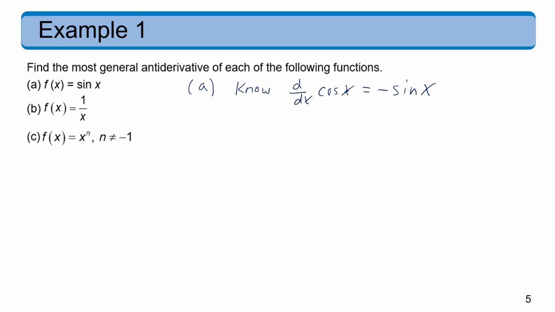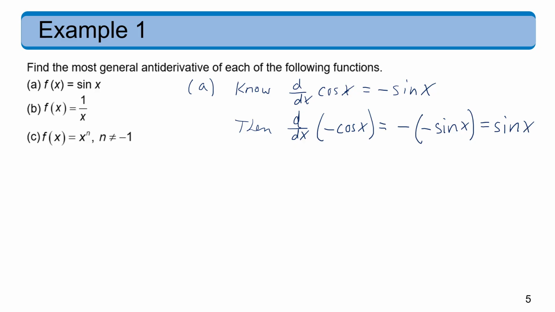So we need to adjust our function. Instead of using cosine, let's try negative cosine. Let's take the derivative of negative cosine. Okay, so we keep the negative sign, right, from here, keep that. And then we multiply by the derivative of cosine, which is negative sine. And then the two negatives become a plus, so this turns out to be sine.